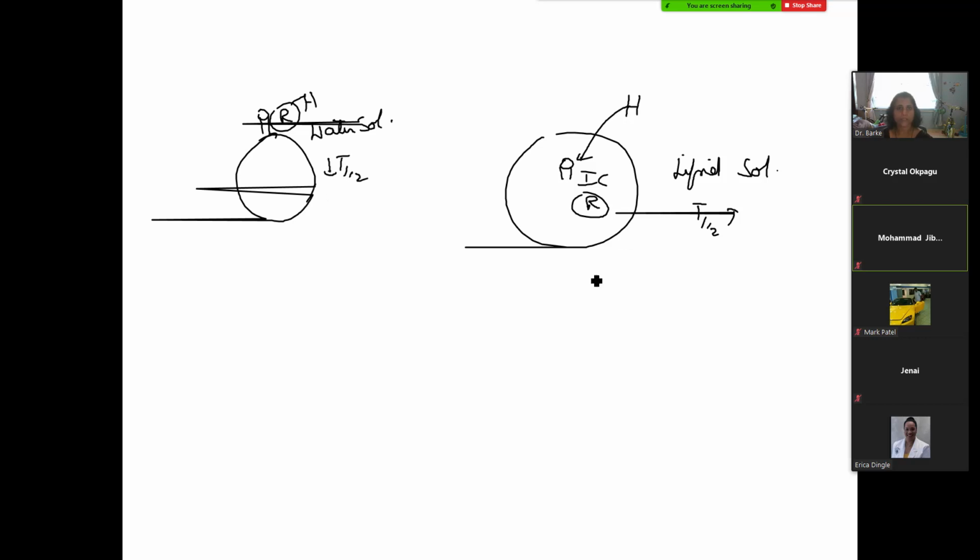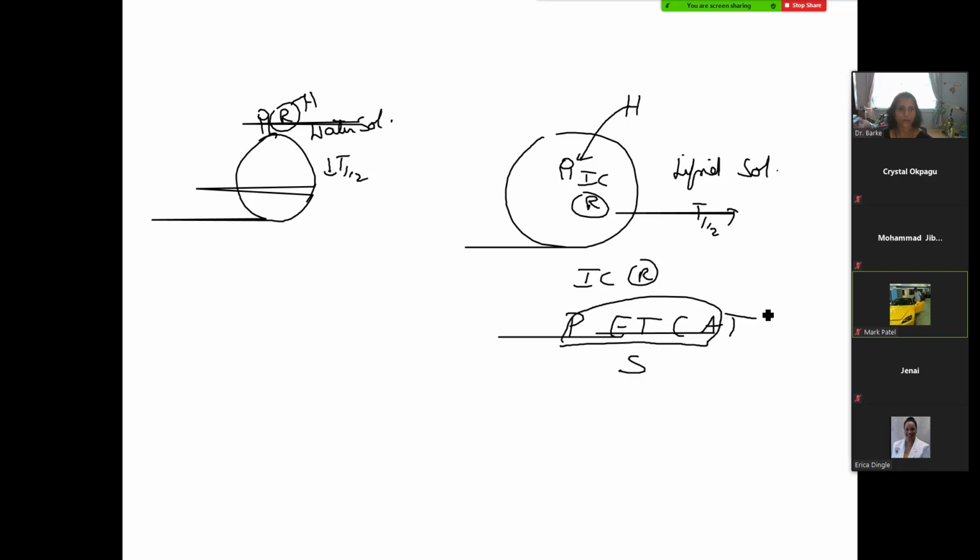Now what are the hormones acting on intracellular receptors? Steroid and thyroid, or the PETCAT. Where P-E-T-C-A-T stands for progesterone, estrogen, testosterone, cortisol, aldosterone, and T stands for thyroid. So the steroid hormones are progesterone, estrogen, testosterone, cortisol, aldosterone, and thyroid hormones.